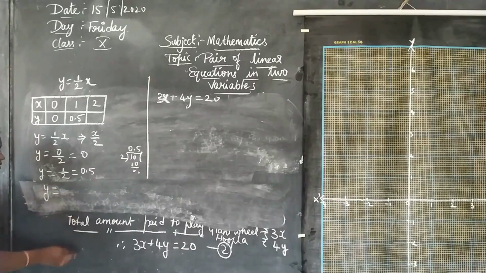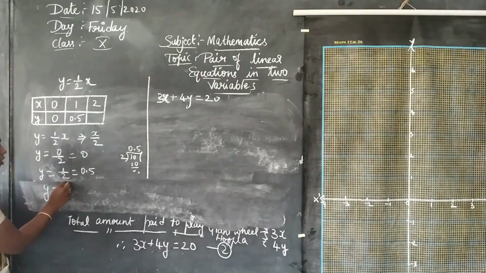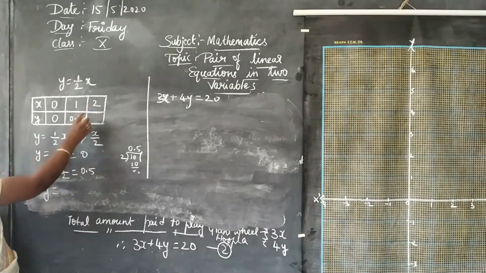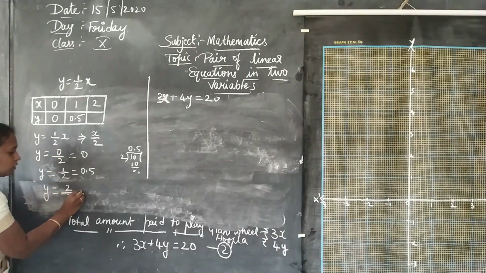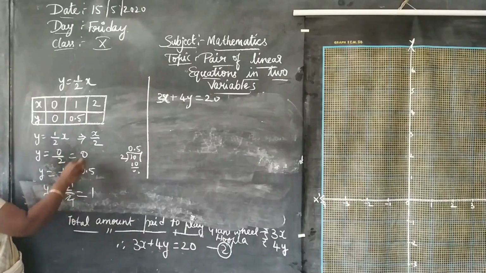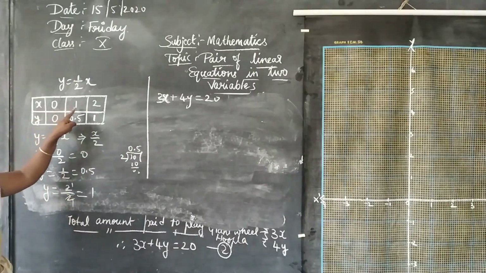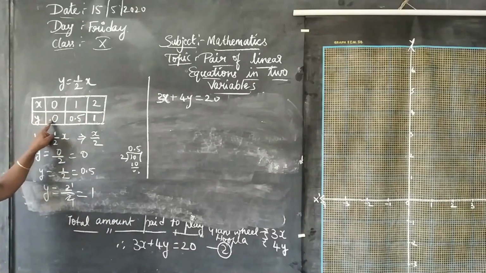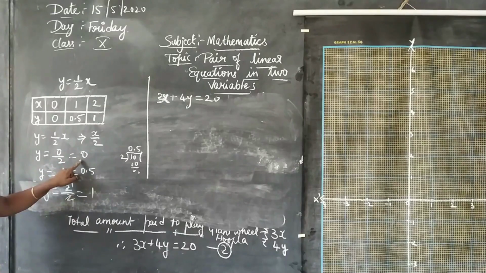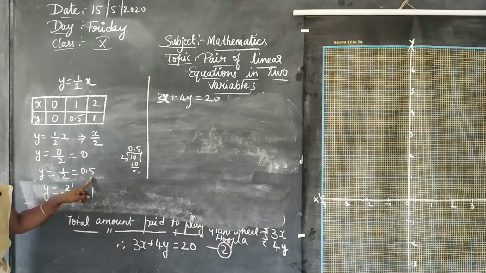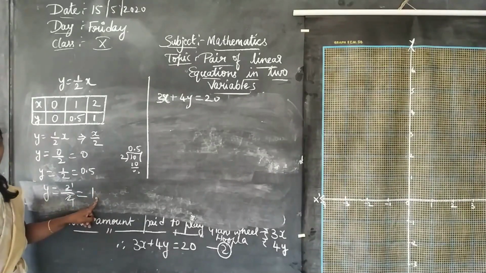Next, what should I take as the next x value? 2. 2 by 2. What is the value? 1. So write it here, 1. Got it, children? 0, 1, 2. When I substitute 0 for x, 0 by 2 is 0, so the value is 0. When I substitute 1, 1 by 2 is nothing but 0.5. Next, 2 by 2 is nothing but 1.